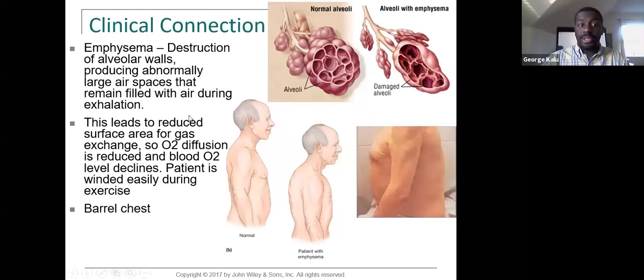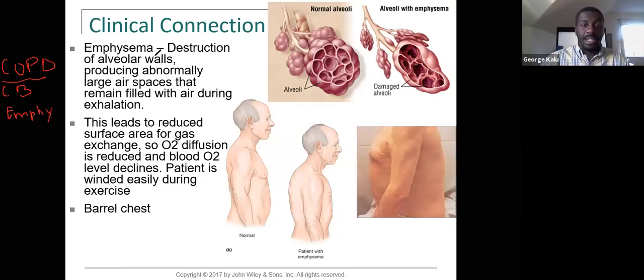Okay, so there's a second condition. So kind of going back to COPD. Okay. So COPD, like I mentioned before, is going to be made up of chronic bronchitis as one of those diseases. Okay. The second disease is called emphysema. So I'll just put CB for chronic bronchitis, and then emphysema is the second one. I'll just put emphy. Okay. So emphysema is the second kind of disease under the COPD umbrella.